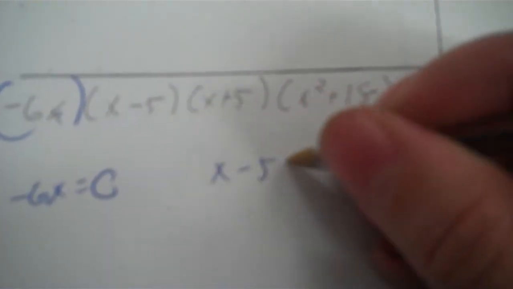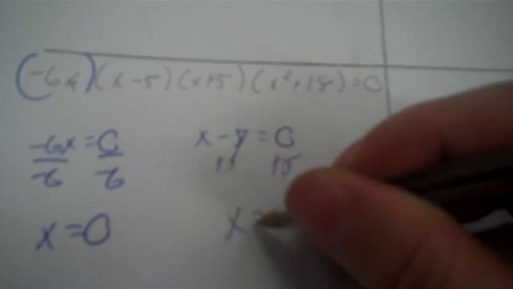Okay, my next problem, we've got x. By the way, this means it's to the first power, so that's one answer. To the first power, one answer. To the first power, one answer. To the second power, that's 2 answers. So I've got negative 6x could equal 0, x minus 5 could equal 0, x plus 5 equals 0, and x squared plus 18 equals 0.